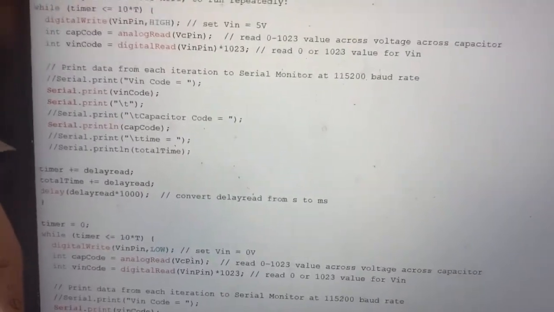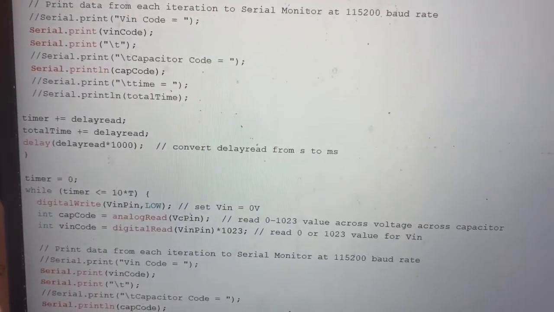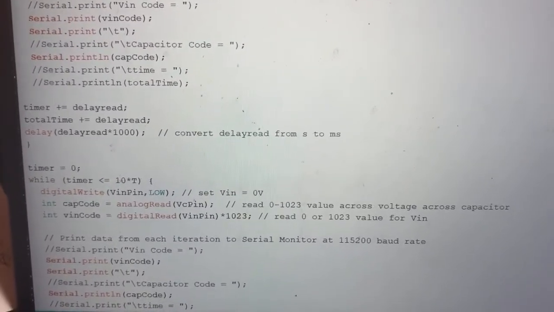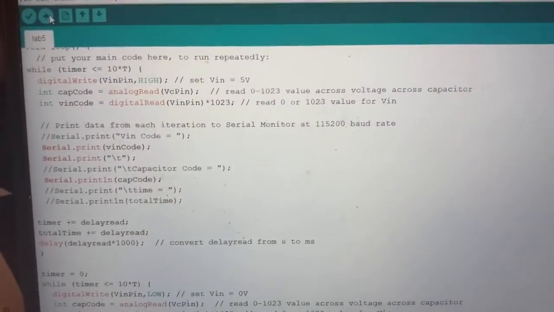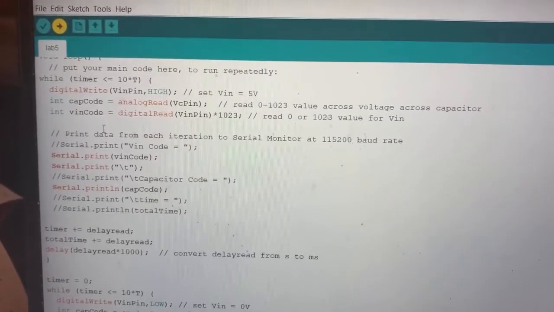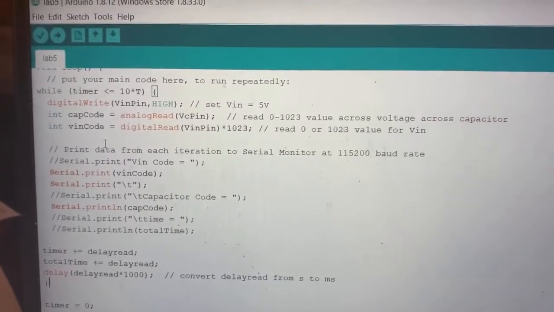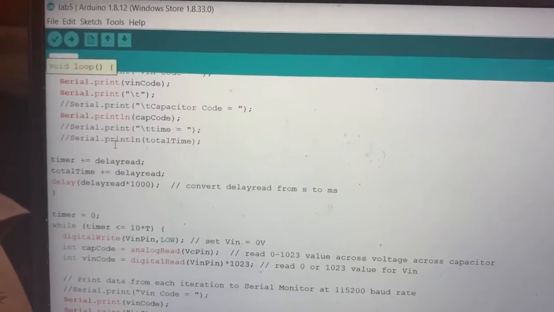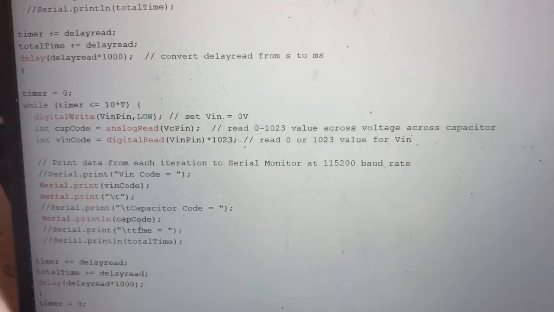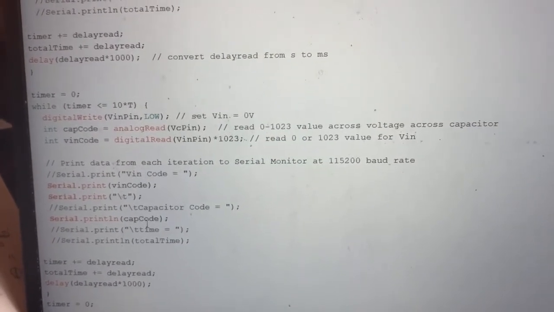It increments in that delay read time that I mentioned before, and something important to note is that the delay read value had to be multiplied by 1,000 to set it to milliseconds for the appropriate delay in the code. Once it exits this while loop when the timer equals or becomes greater than 10 times tau, the timer value resets to 0 so it can enter the second while loop, which sets the Vin pin low and monitors the voltage across the capacitor from 5 volts all the way down to 0 volts.